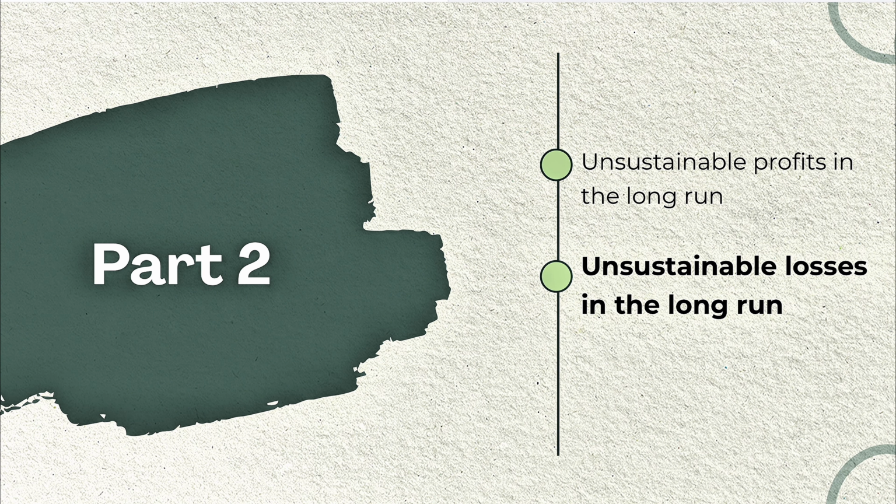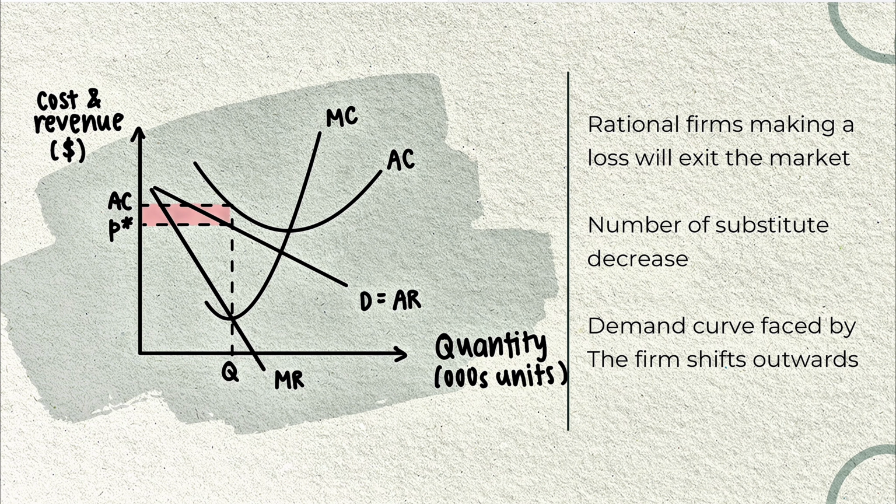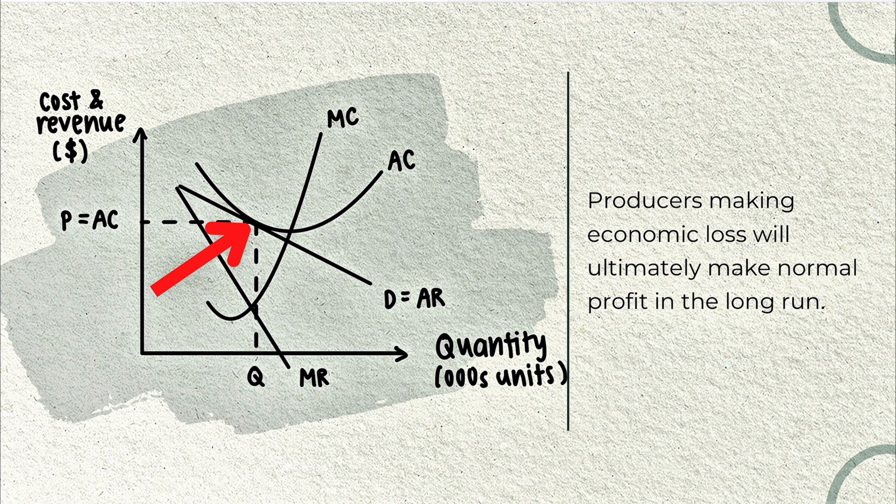This is a similar case for losses in the long run. When firms are making losses in monopolistic competition, rational firms which are making this loss will exit the market, and the number of substitute goods will decrease. This leads to the demand curve faced by the firms to shift to the right. And producers that are making an economic loss will ultimately make normal profits in the long run.